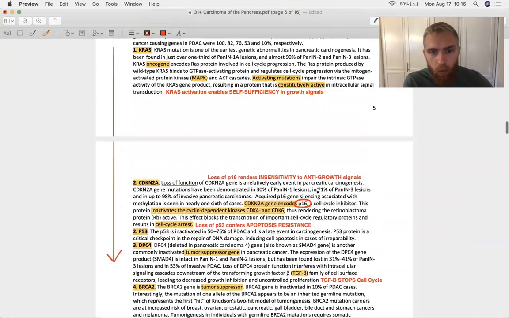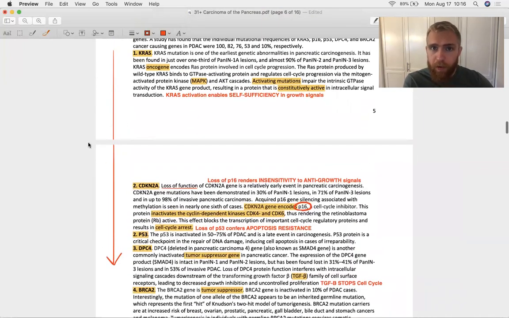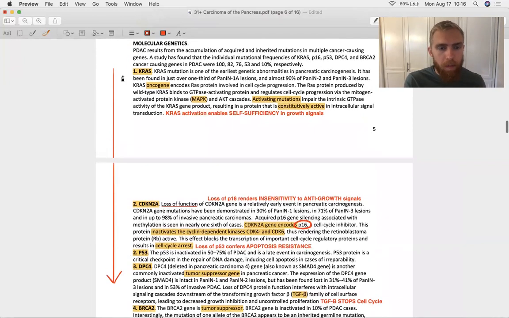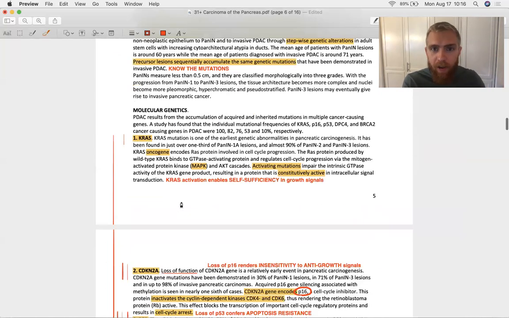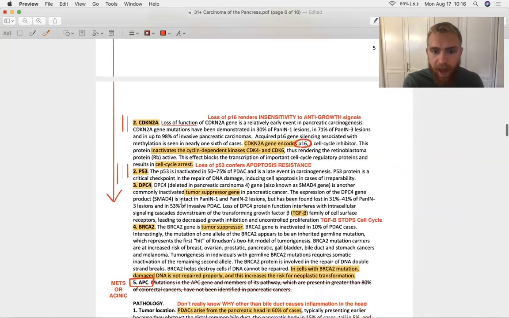Now remember, here are the words. This whole thing's the words, but the words are arranged in a sequential order, meaning you see KRAS mutations in Panin-1s. You see P16 mutations in Panin-2s. You see P53 mutations and DPC4 mutations in Panin-3s. So it's 1 to 2 to 3, right? And then to full-blown cancer after that.